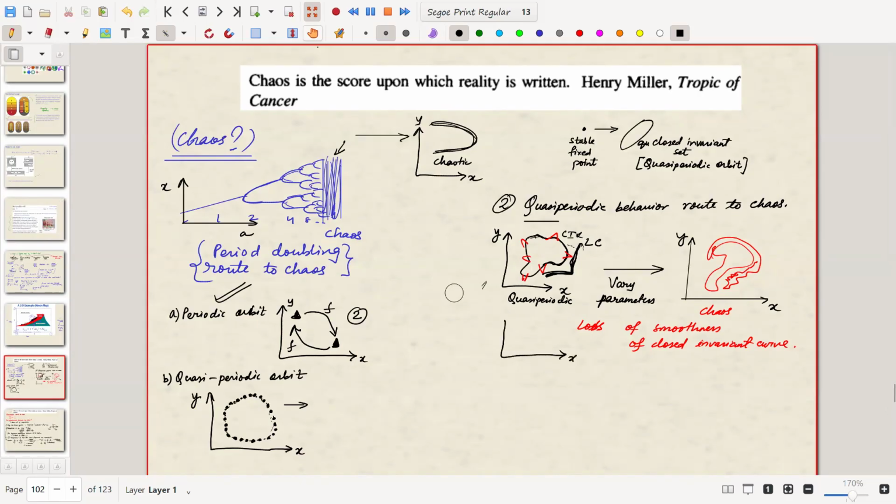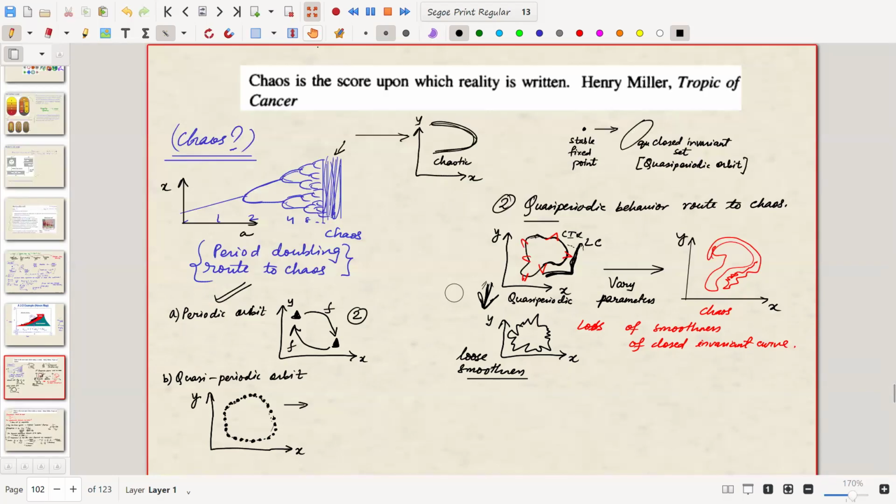So when this closed invariant curve touches this guy, then it starts to lose its smoothness. Instead, it will now look like this. So this transformation is there. So you lose smoothness. Nice curve, right? A nice golf club kind of area.